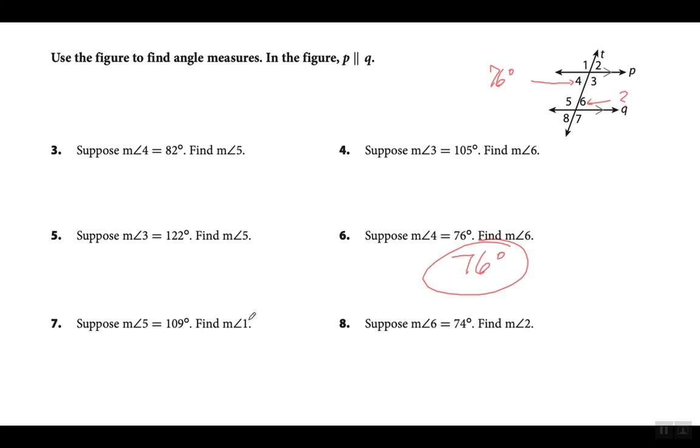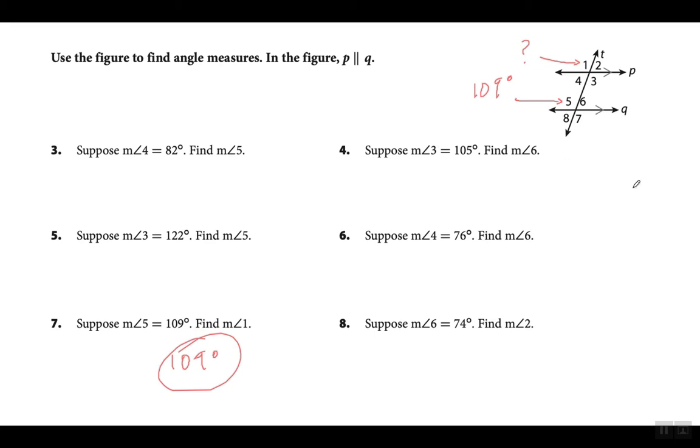Let's look at question number 7. Suppose the measure of angle 5 is 109 degrees. Find the measure of angle 1. Those are corresponding angles, and corresponding angles always have the same measure.